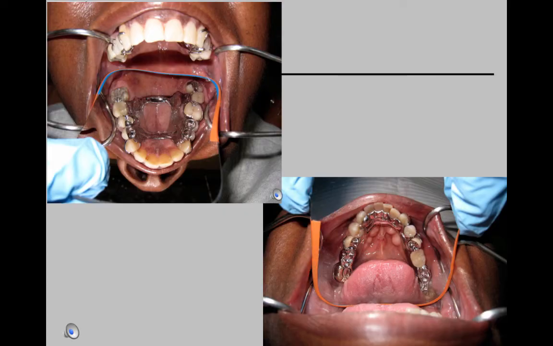Finally, here are the occlusal views of these partials in the mouth. What do you think?